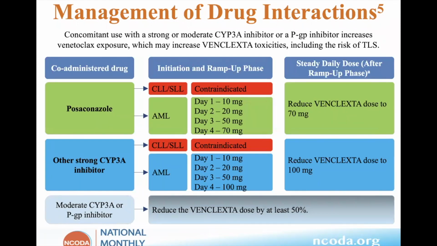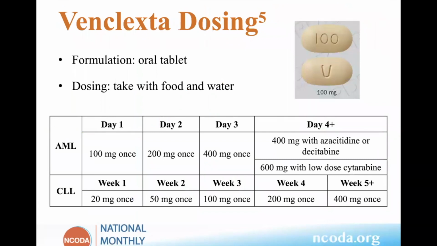So Venclexta dosing, at the top, is a different ramp up in AML versus CLL. You're going to start at 1 tablet on day 1, 2 on day 2, 4 on day 3. If they're getting azacitidine or decitabine, they'll end up at 400 milligrams daily. If they're on low dose cytarabine treatment, then they'll get 600 milligrams per day. But just remember that the ramp up is only 3 days in AML, very different than CLL. CLL has a 5-week ramp up, and I just want to be sure that nobody mixes that up. Next slide.